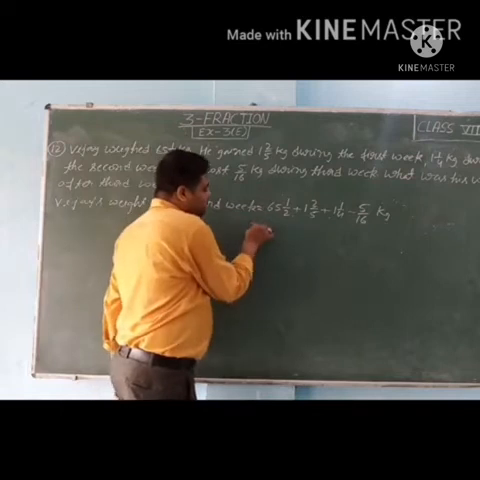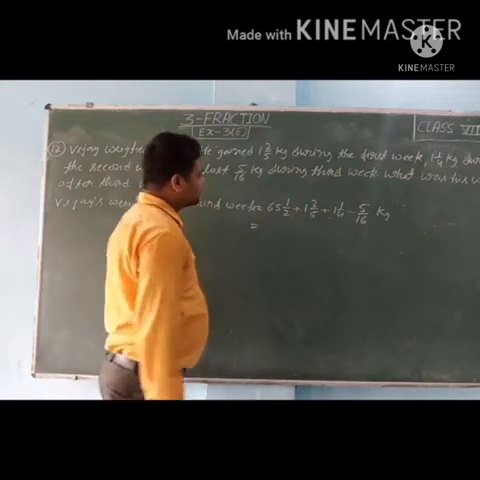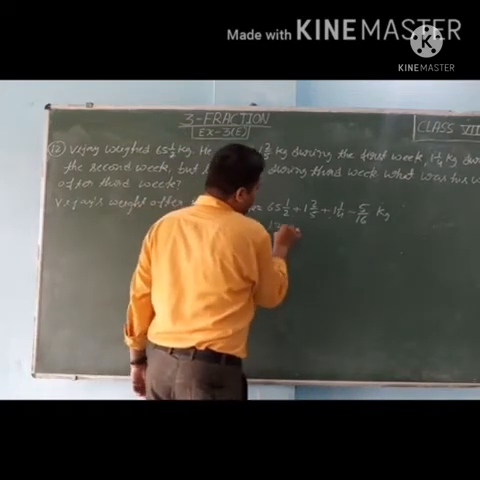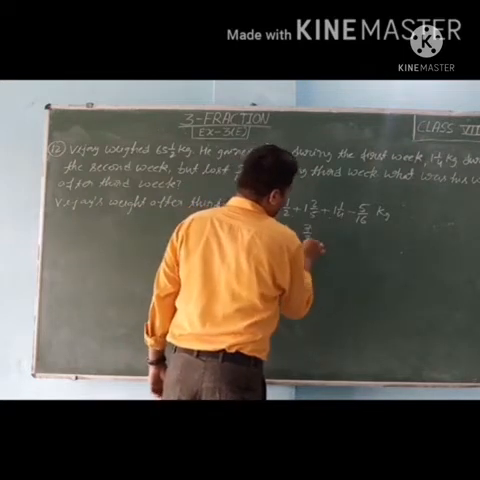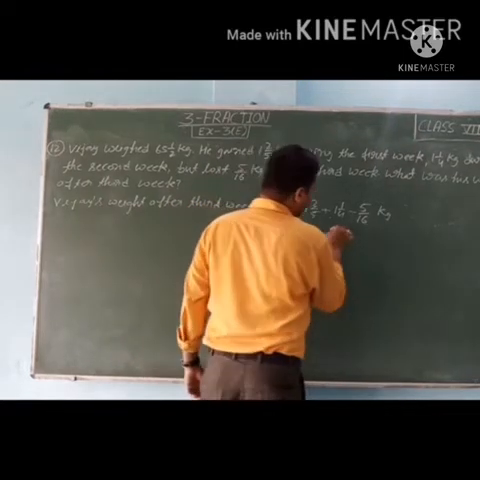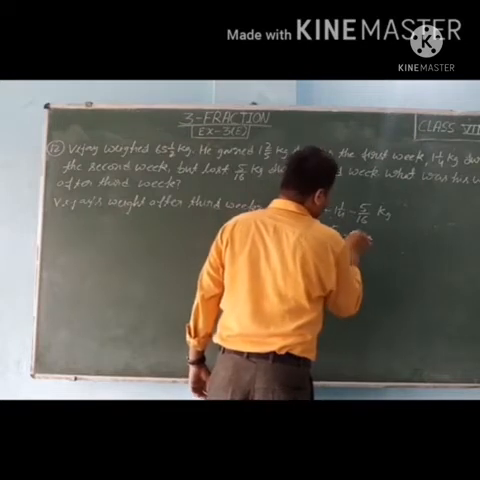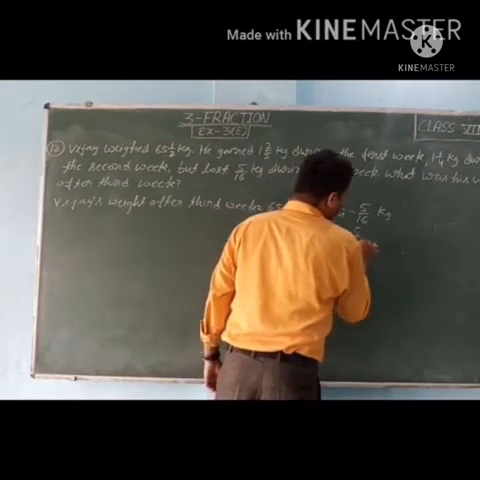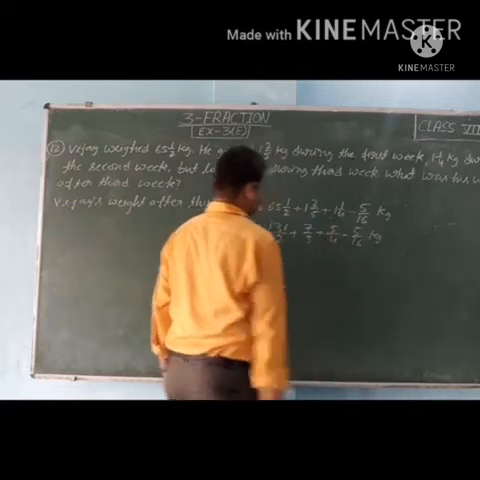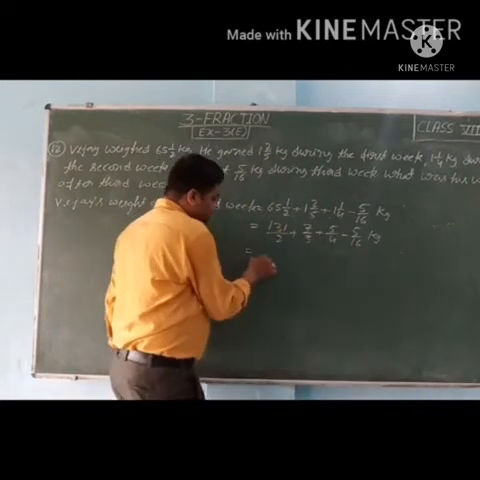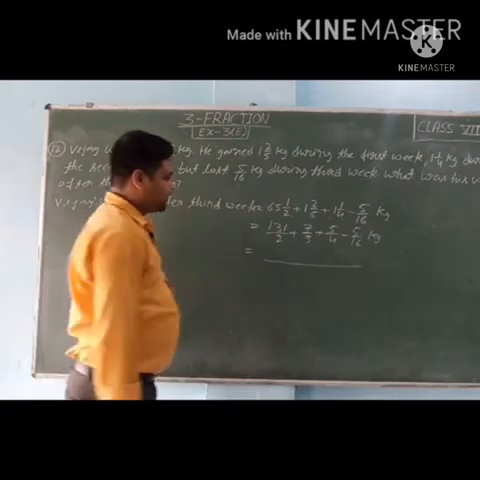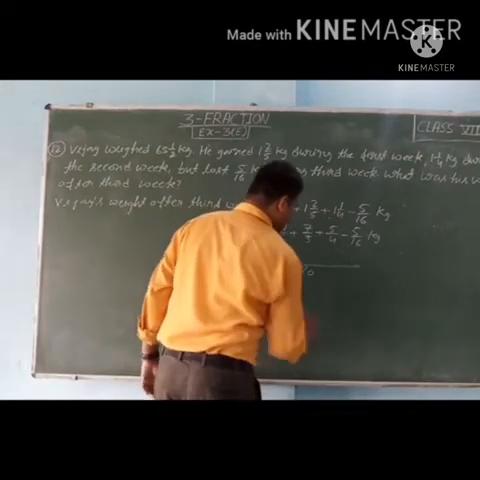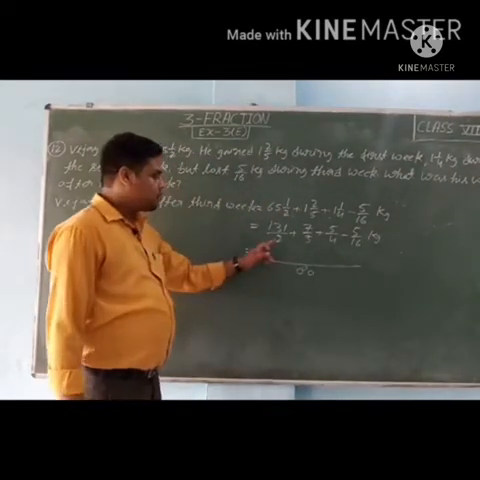So we will change this into improper first. 131/2 plus 7/5 plus 5/4 minus 5/16 kg. So we will take the LCM first. LCM will come 80. So now we will divide this.